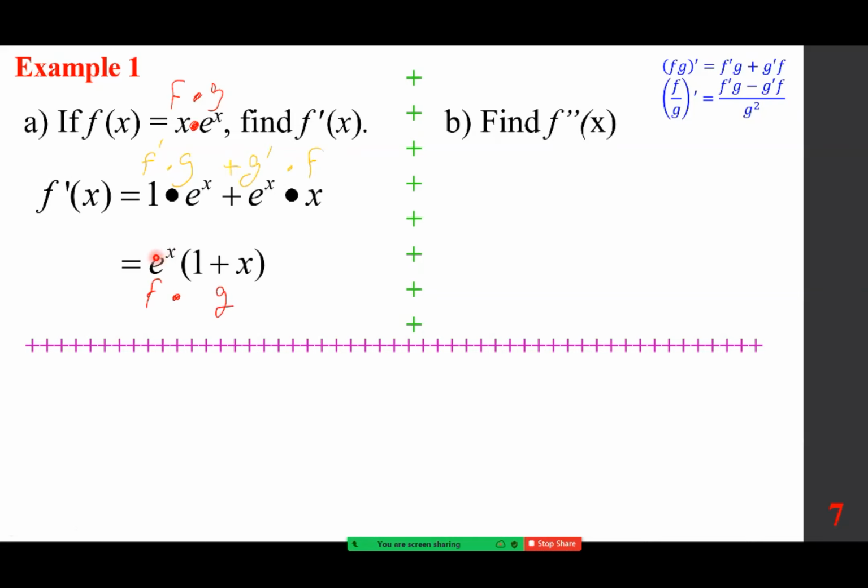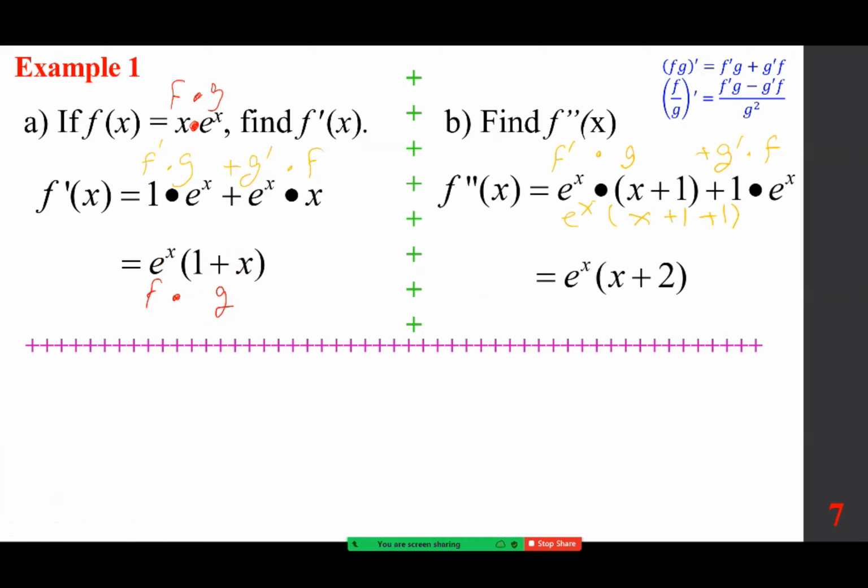We want F prime, which is e to the power of x, times G, which is 1 plus x, plus G prime F. The derivative of the parenthesis is just 1 times e to the power of x. And I'm going to write F prime G plus G prime F. And as you can see, I can factor the e to the power of x, and I get x plus 1, or x plus 2, and that's the final answer.